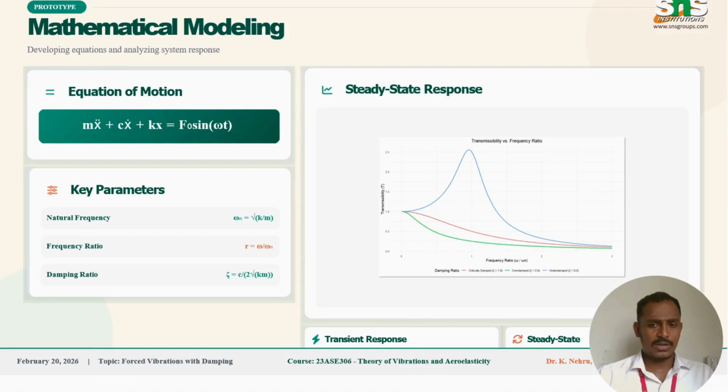Coming to the mathematical modeling, to analyze the system response, we define key parameters: the natural frequency, the damping ratio, and the frequency ratio. That is, omega n is equal to root of k by m, the frequency ratio r is equal to omega by omega n, and the damping ratio zeta is equal to c by 2 root of k m. The response consists of two parts. The transient response depends on the initial condition and dies out. The steady state response continues as long as the force is applied. Engineers mainly focus on steady state behavior for design.